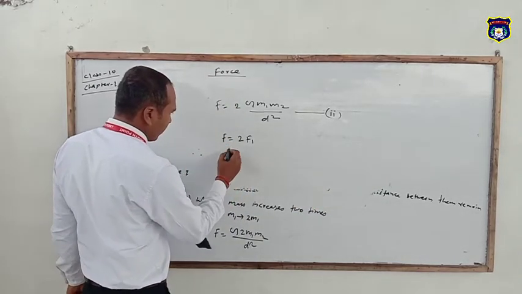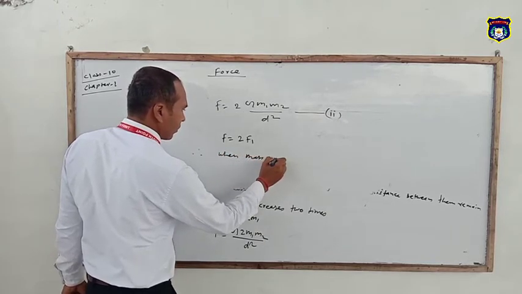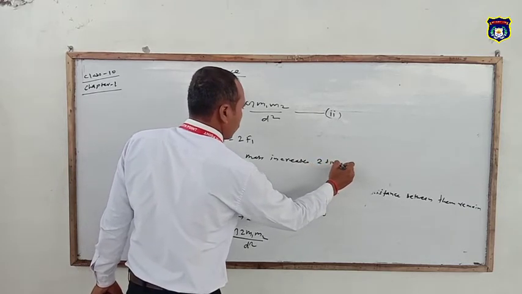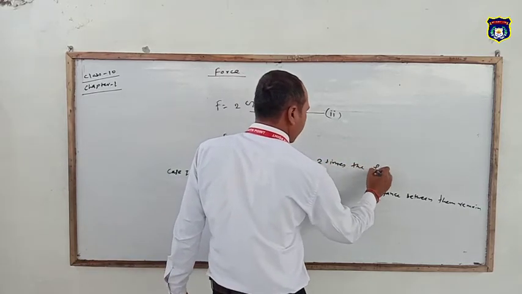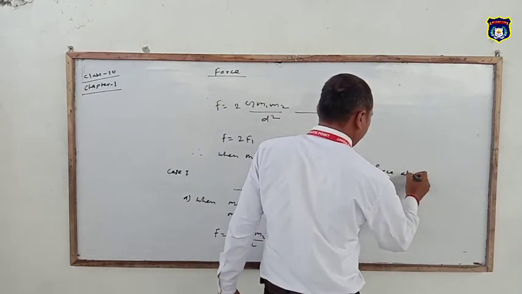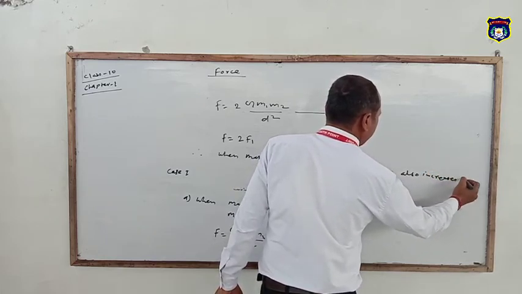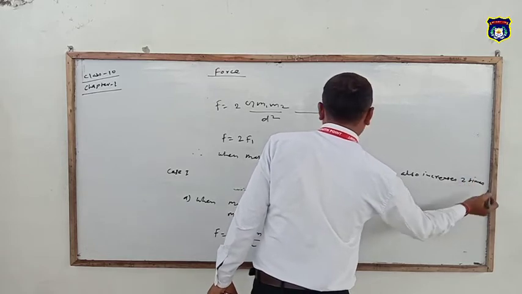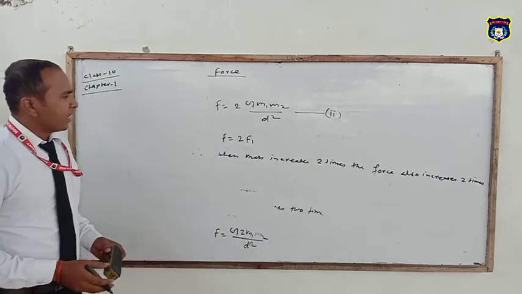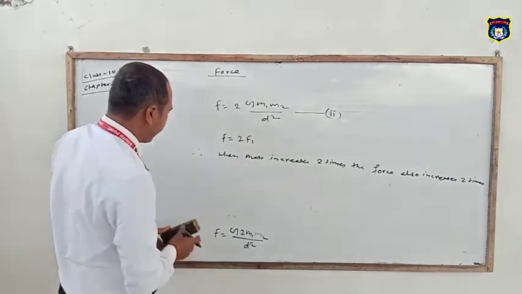Hence, when mass increases 2 times, the gravitational force also increases 2 times. This is the conclusion, and this is because gravitational force is directly proportional to mass.